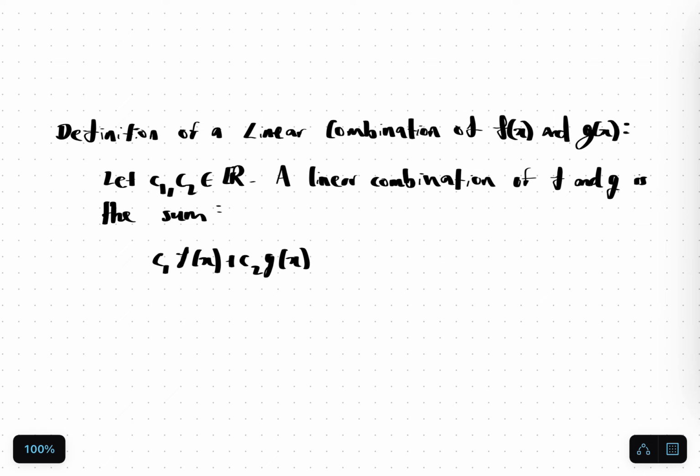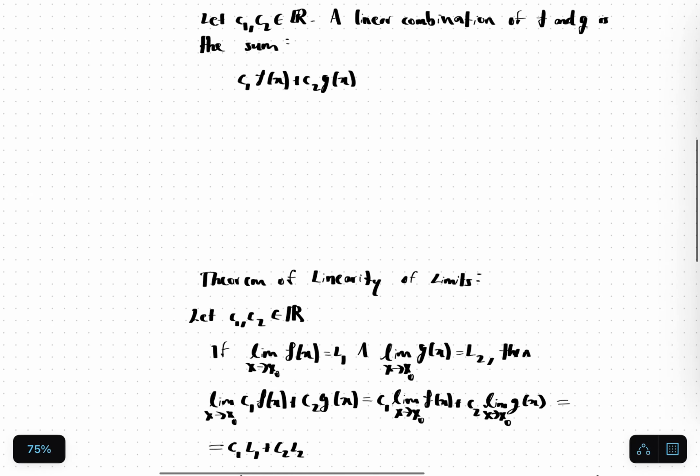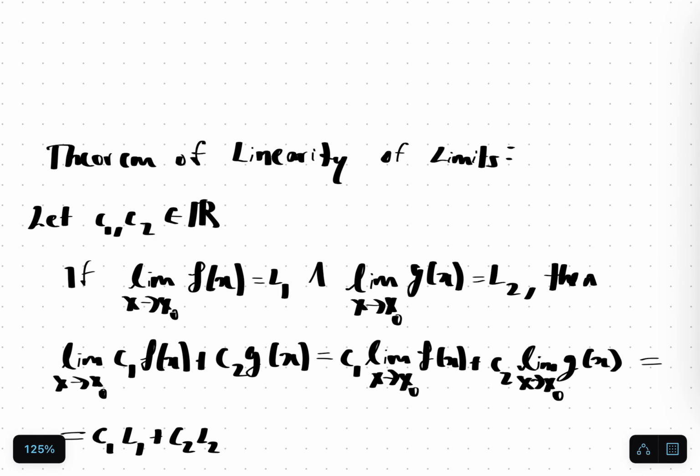If we let c1 and c2 be some real constants, then a linear combination of f and g is the sum c1 times f of x plus c2 times g of x. In other words, we have a constant times f plus another constant times g. Now the theorem itself is a combination of two ideas.